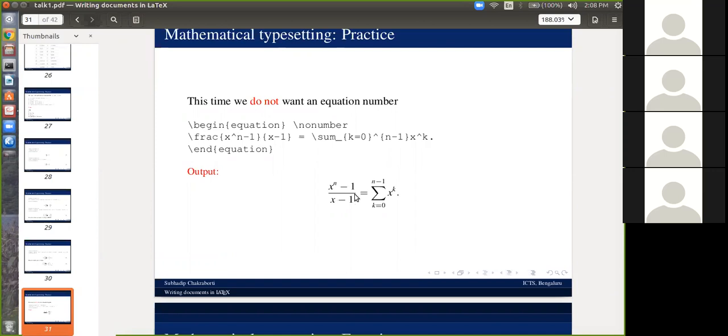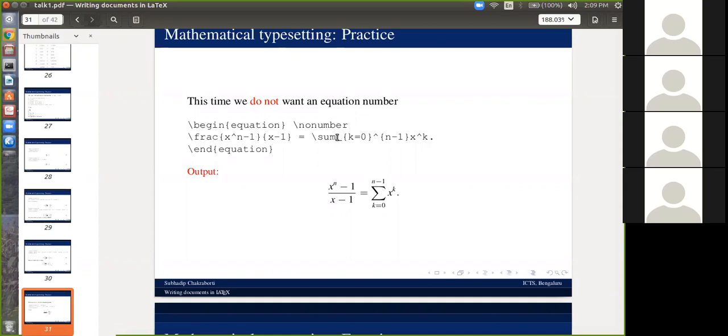Now fraction, we need to write the x to the power n minus 1 in the numerator. So x to the power n minus 1, as simple as that. Then in the denominator x minus 1, it will appear in the second bracket, second part of the fraction. Then equal sign, and this slash sum will give you the summation sign. Then there are two limits of the summation. One is k equal to 0, another is n minus 1. So write k equal to 0 in the subscript.